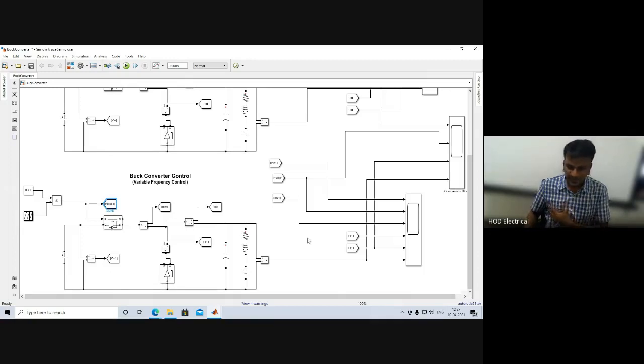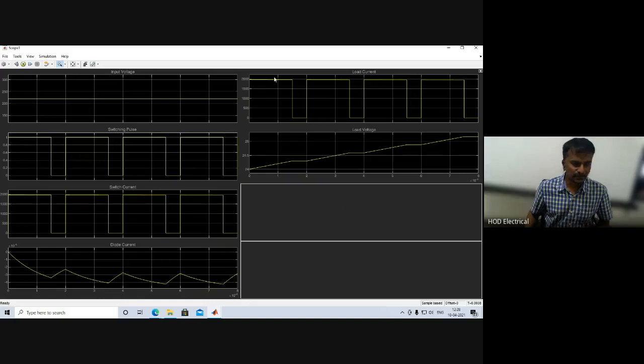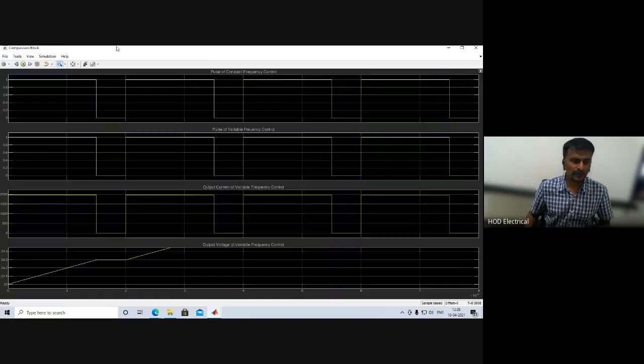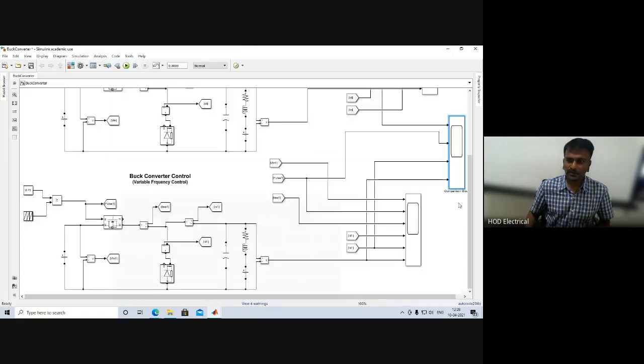So in the first case, I have already done some simulation and noted down all the values. If you try your own, you can easily understand. So this is the first case. In both cases, this is the switching pulse, for example. This is the total time, the switching time.